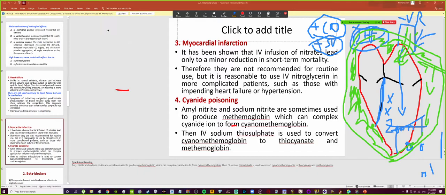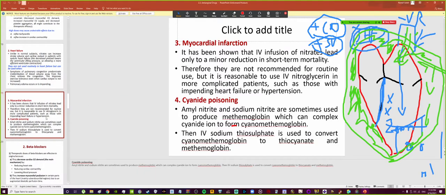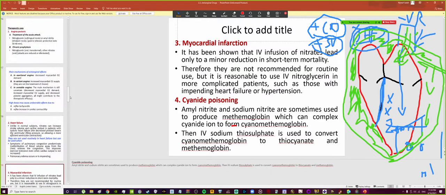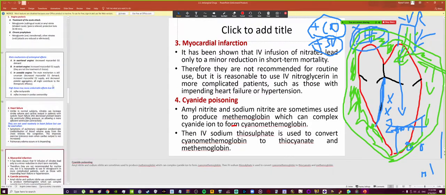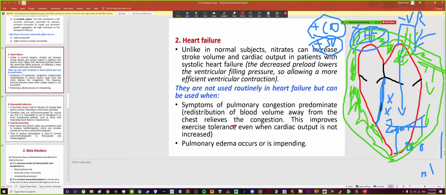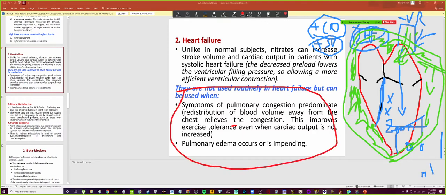So these are the therapeutic uses, and we have finished everything there is to know about the nitrates. It has 4 therapeutic uses. Go very carefully on them. Just remember pulmonary congestion as well. It's not written, but use it for pulmonary edema more like. Okay.